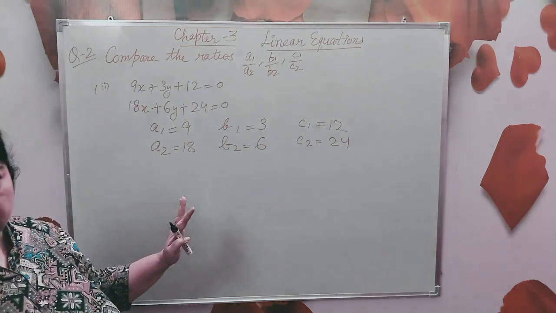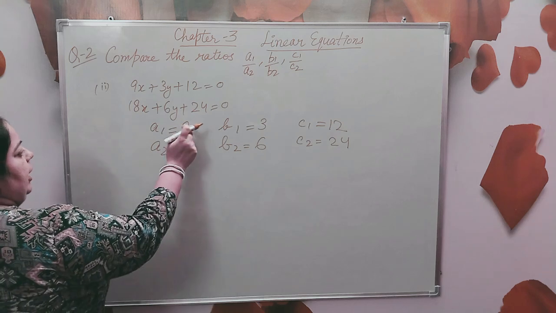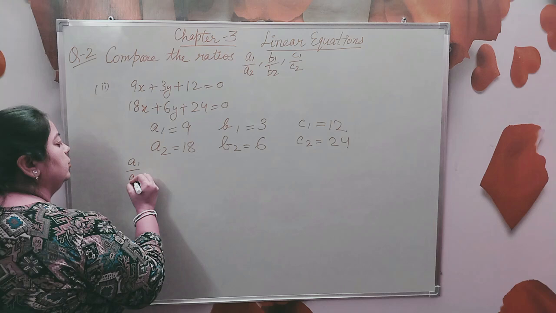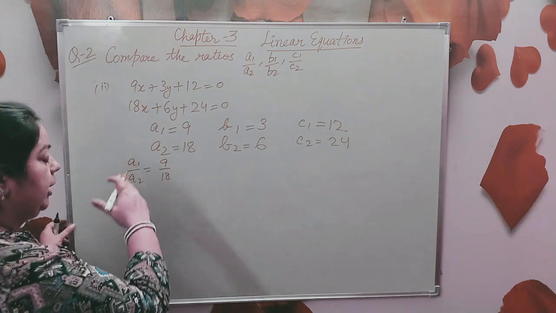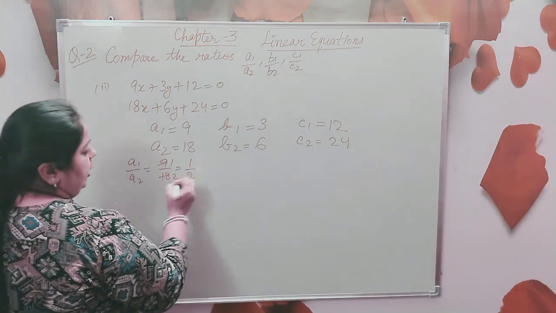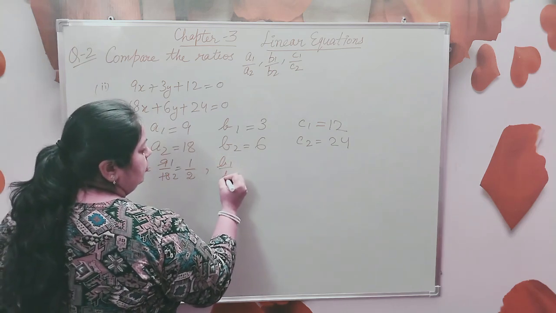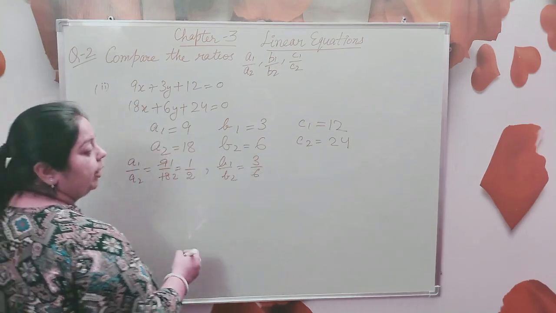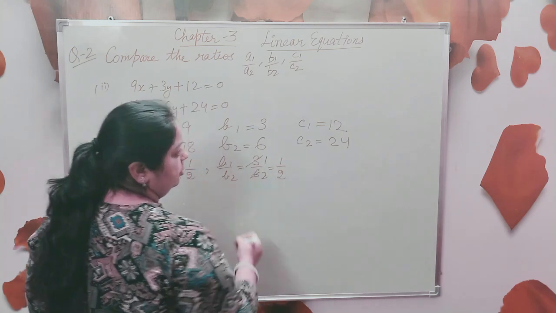Okay. Firstly we write the numbers. After that we compare the ratios. a1 upon a2 is equal to 9 upon 18. These can be cut, so we cut them and get 1/2. a1 upon a2 is equal to 1/2. Second, b1 upon b2, 3 upon 6. This can also be cut. That is also equal to 1/2.